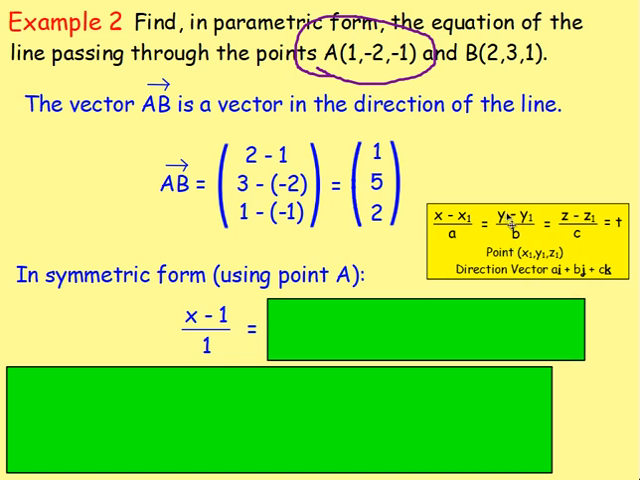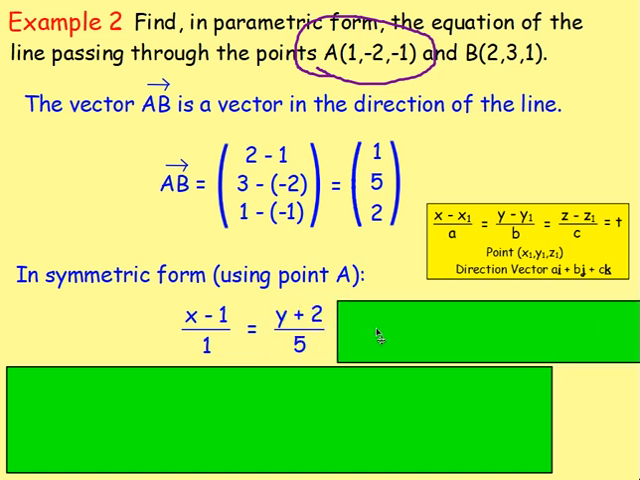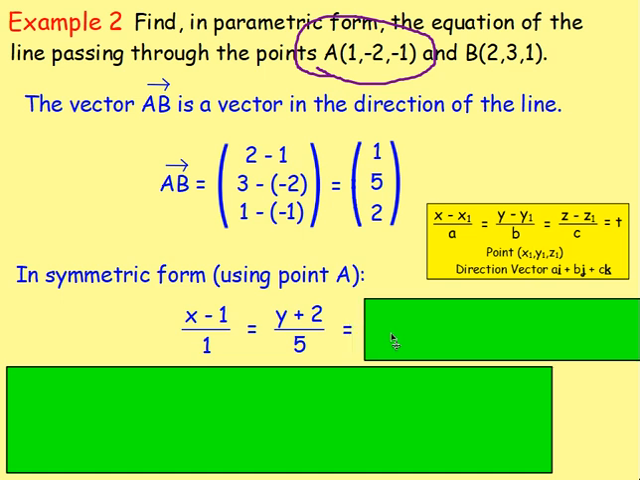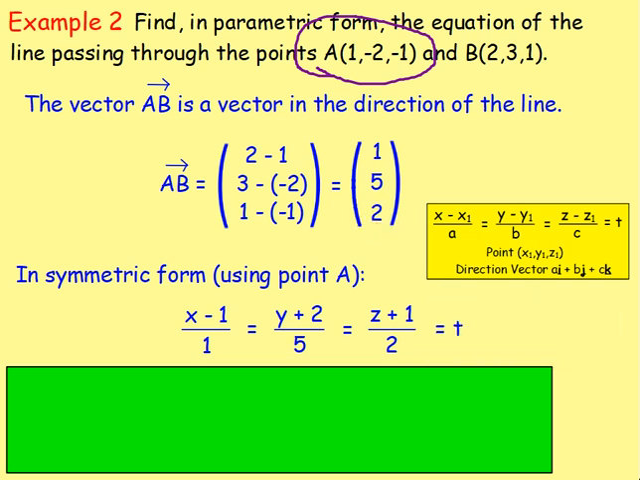That will be equal to y take away y1 over b, which will be y take away -2, which becomes y plus 2, over the 5. And that will equal z take away z1 over c, which will be z take away -1. So in other words, z plus 1 over, and then from the vector we've got 2. And that will equal t. That is the equation in symmetric form.